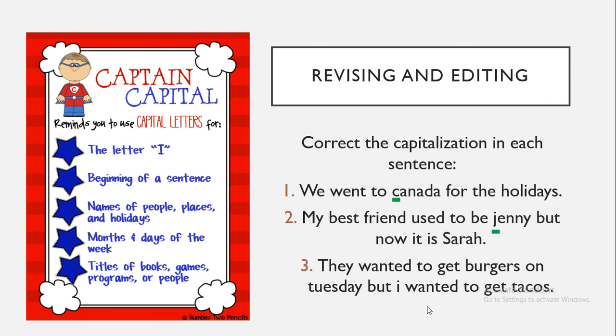And one more example, they wanted to get burgers on Tuesday, but I wanted to get tacos. So pay close attention here, and I want you to refer back to your capital letter chart here with Captain Capital, because you have two here that should be capitalized. And here's a hint, it's not tacos. As important as they are, it is not tacos.